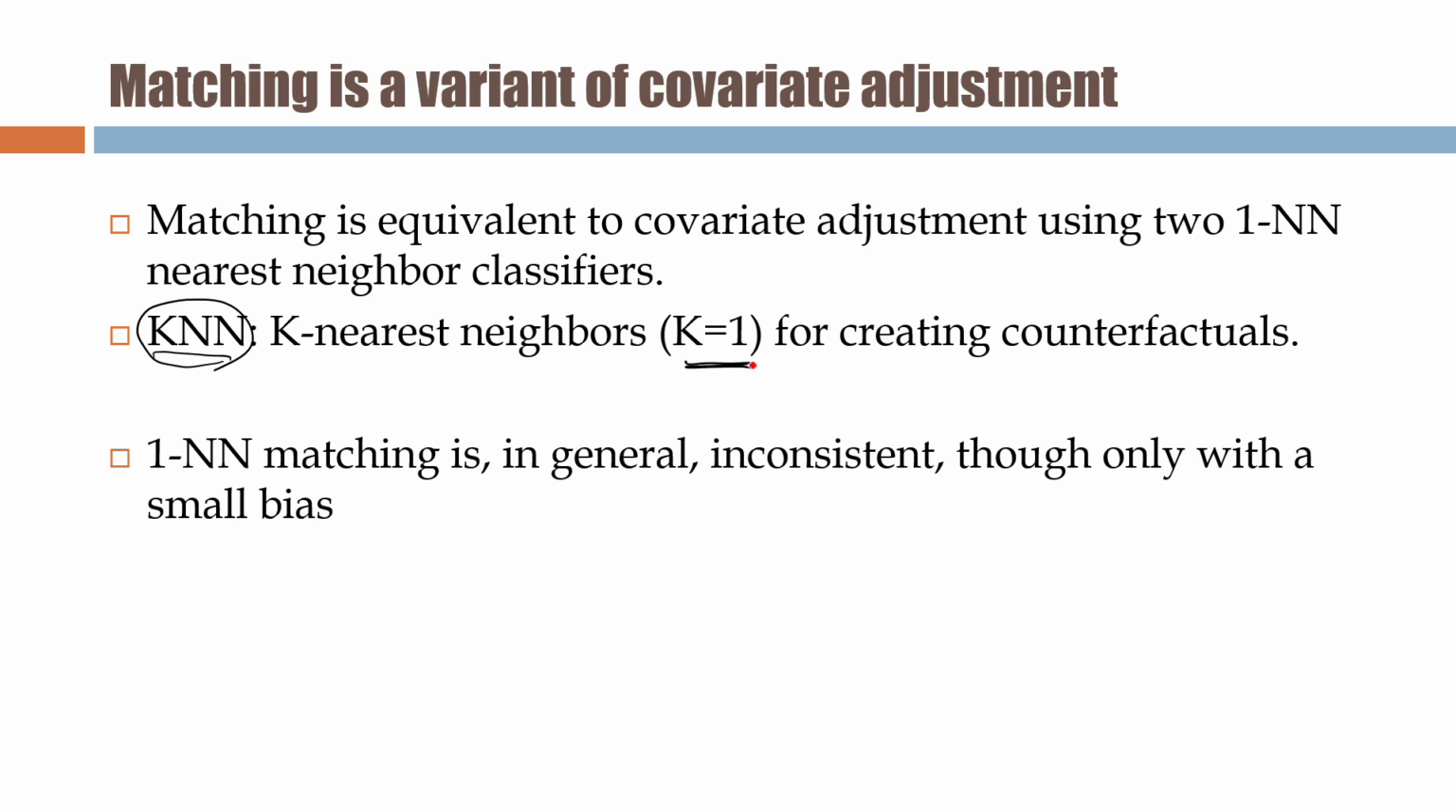So if you think about it, matching is equivalent to the covariate adjustment using the KNN nearest neighbor classifier. So this is a prediction model. Using the matching data as our counterfactor result, or I can just generate the counterfactor using the KNN method, your result will be exactly the same.